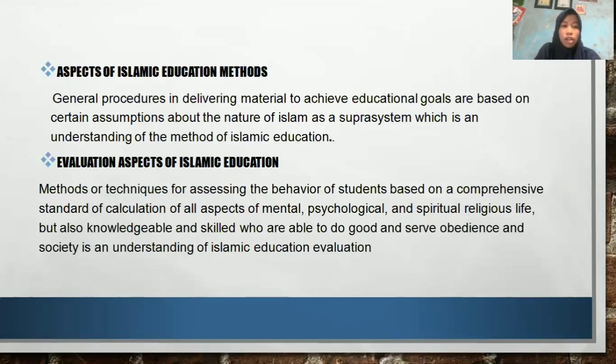And the last, evaluation aspect of Islamic education: method or techniques for assessing the behavior of students based on a comprehensive standard of calculating all aspects of mental, psychological, and spiritual religious life, but also knowledgeable and skilled people who are able to do good and serve obedience and society. This is an understanding of Islamic education evaluation.